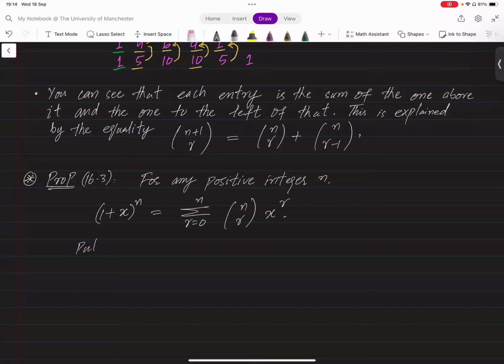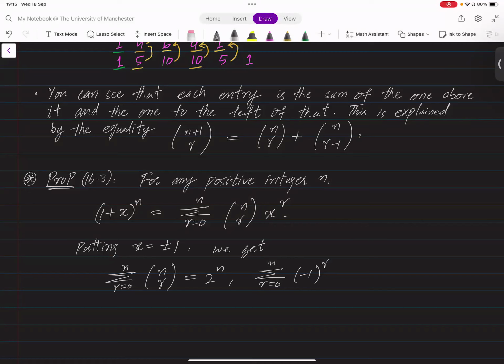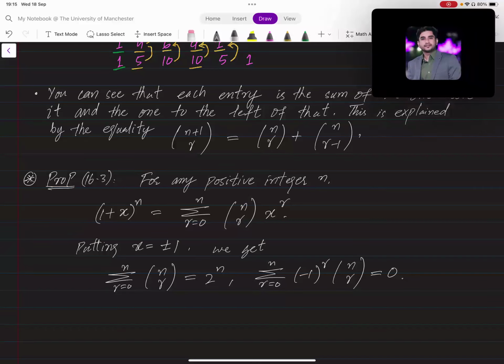Similarly, putting x as plus or minus 1 in this, we get an interesting equality. We get that the sum from 0 to n of n choose r is nothing but 2 power n, and the sum from r equals 0 to n of minus 1 power r, n choose r, is 0. Perfect. We'll end this here, and then we'll talk about multinomial coefficients in the next lecture.